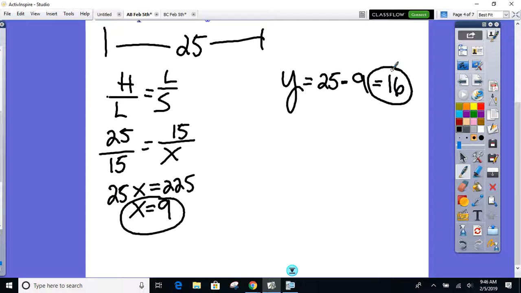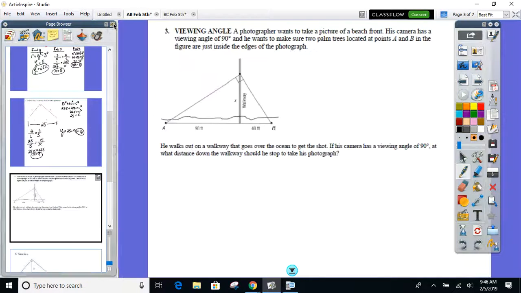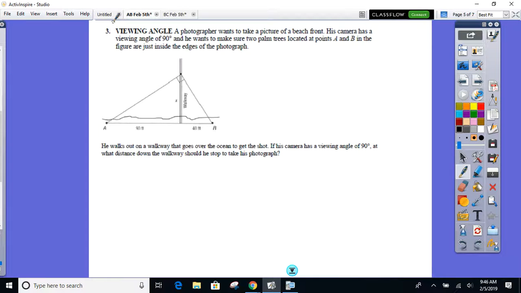All right, next thing is real quickly, we can apply it to a word problem. I know it's pretty cheesy, the word problem, but I just want to show you that we can apply it to a word problem. How about this photographer, everybody? Wants to take a picture of the beachfront. Yep. His camera's at a 90-degree angle. Perfect. He's got to get the 2 palm trees in there. That's clutch. At points A and B, those palm trees got to be in the photo. Makes it look a heck of a lot better.